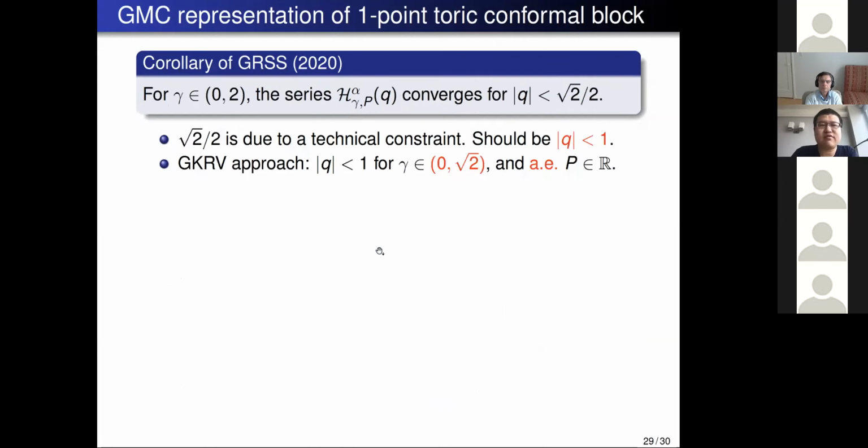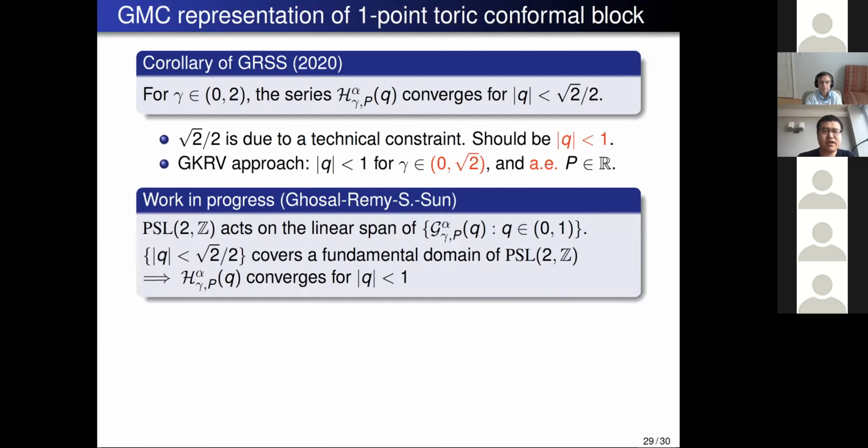And as a corollary of our proof, we showed that for gamma between 0 and 2, this series of conformal block converges when Q is smaller than 1 over square root 2. And this number 1 over square root 2 is mainly due to some current technical constraint. The correct value should just be Q smaller than 1. And the approach by GKRV, I think they were able to show that this is true, but for gamma between 0 and square root of 2. And they have to assume it only holds almost everywhere for P, not for every P. So this is a difference between our approaches.